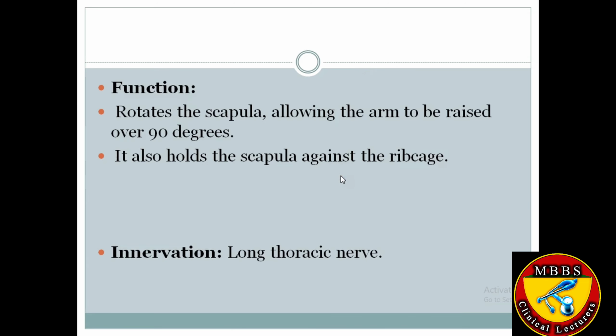Function is to rotate the scapula, allowing the arm to be raised over 90 degrees. It also holds the scapula against the rib cage. Innervation would be the long thoracic nerve.